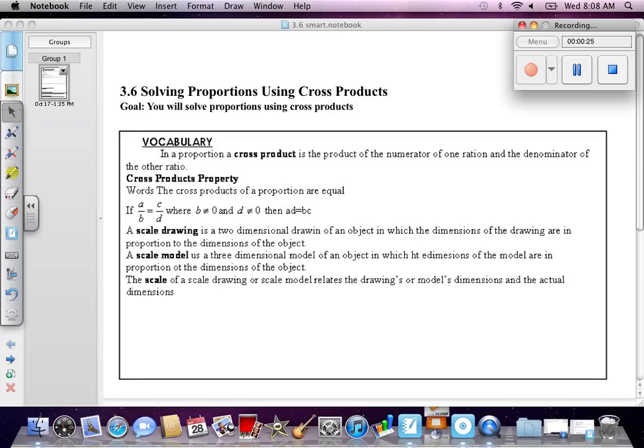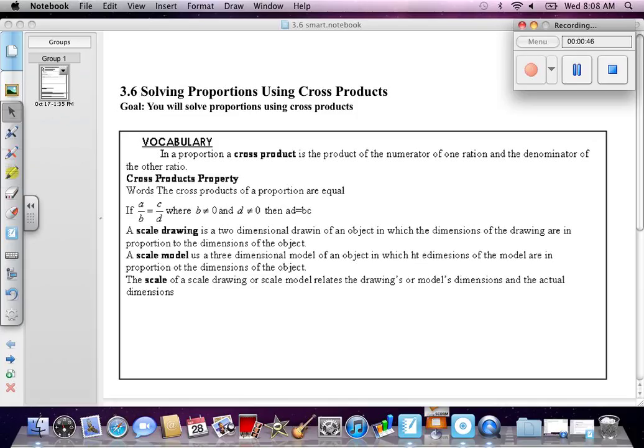A scale drawing is a two-dimensional drawing of an object in which the dimensions of the drawing are proportional to the dimensions of the object. A scale model uses a three-dimensional model of an object in which the dimensions of the model are proportional to the dimensions of the object. The scale of a scale drawing or scale model relates the drawing or model's dimensions and the actual dimensions.